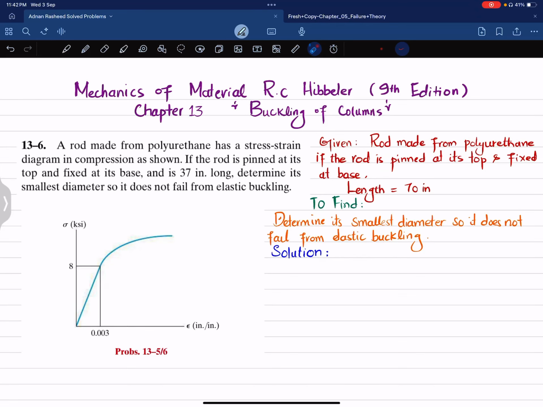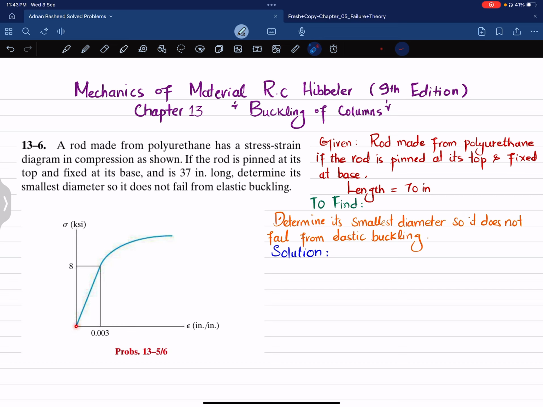Welcome back. In this video, we are going to solve problem 13-6 that is taken from chapter number 13, Buckling of Columns, and book name is Mechanics of Materials by R.C. Hibbeler, 9th edition. So the statement is: a rod made from polyurethane has a stress strain diagram in compression as shown. If the rod is pinned at its top and fixed at its base and is 37 inch long, determine its smallest diameter so it does not fail from elastic buckling.